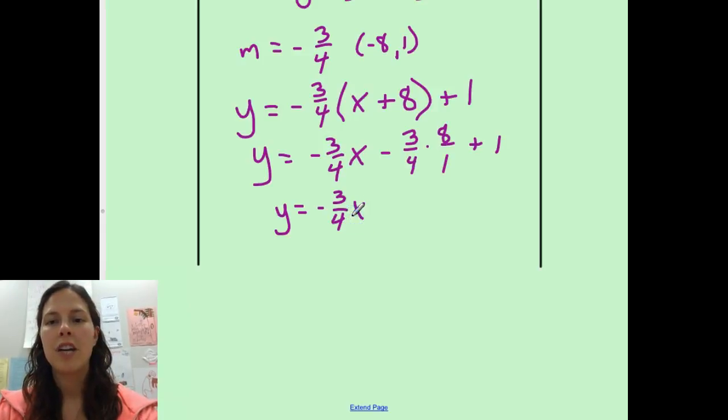When we multiply these fractions together, you could multiply straight across and then divide. I like to divide first. 8 divided by 4 gives me 2. So I'm left with -3 times 2, which is -6, plus the 1 is -5.